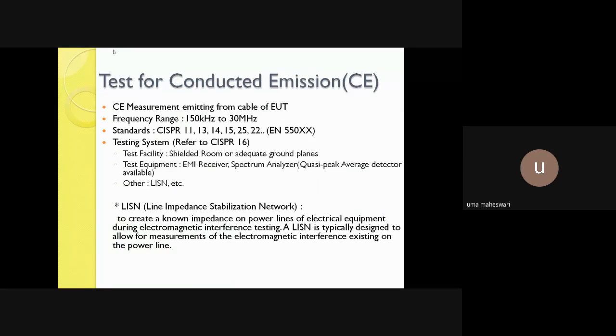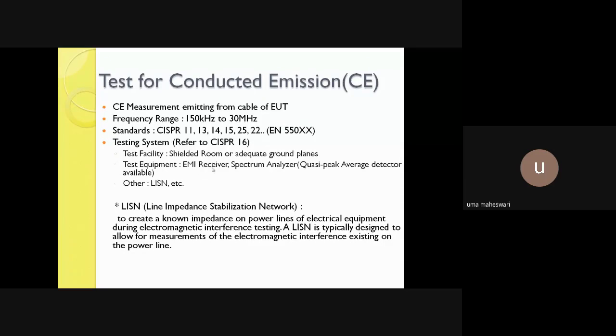Test for the conducted emission. Up to 30 megahertz, we can follow the conducted emission from 150 kilohertz to 30 megahertz. Test standards available are CISPR 11, 13, 14, 15, 25, 22. For the test system, the measurement instrument standards are presented in CISPR 16, and test facilities are a shielded room, or just an adequate ground plane is enough.